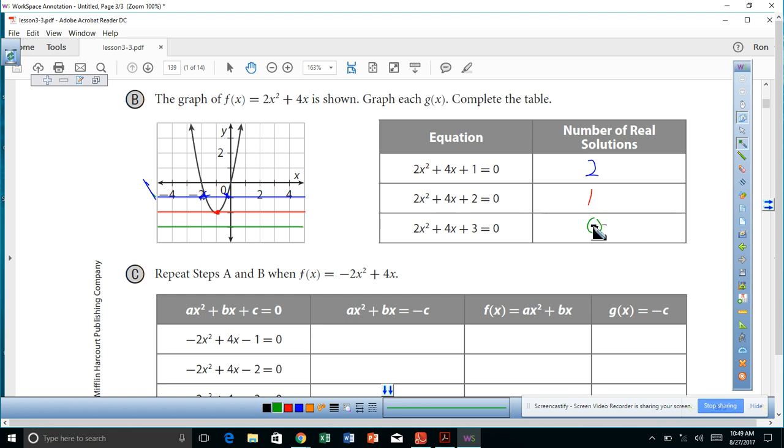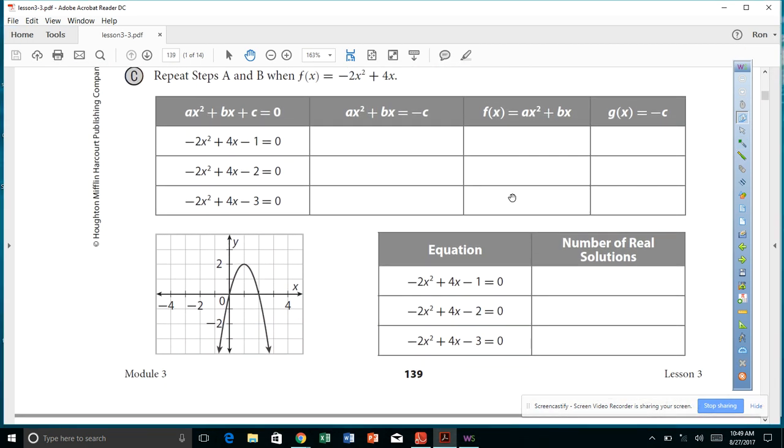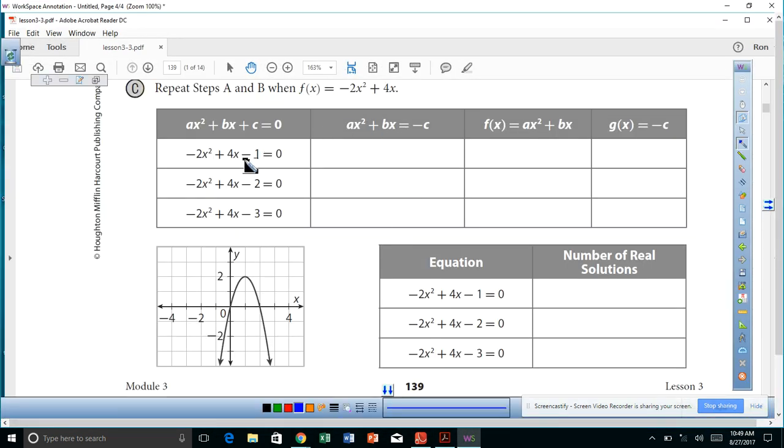C, repeat A and B when f of x equals negative 2x squared plus 4x. So we're going to repeat that. And let's see, we're going to add 1 to both sides. And we've got negative 2x squared plus 4x equals 1. So f of x equals negative 2x squared plus 4x, and g of x equals 1.